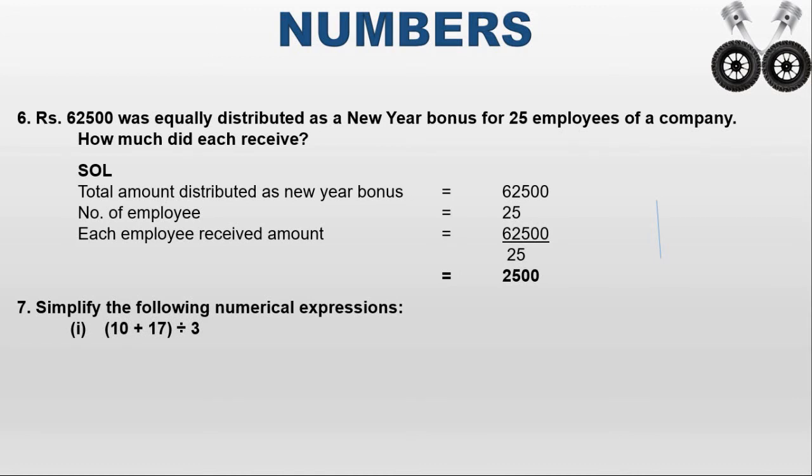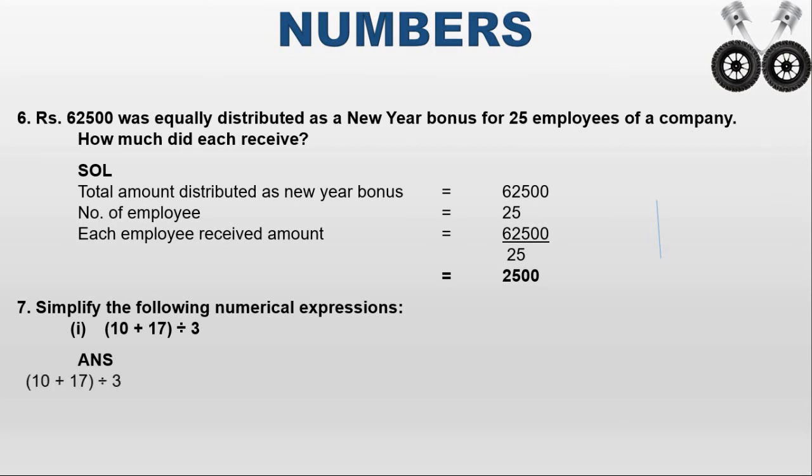Simplify the following numerical expression. So one expression is given. I already said what an expression is. Operator and operand together is called an expression. So for this expression we have to find the answer. So 10 plus, within a bracket, 10 plus 17 divided by 3.